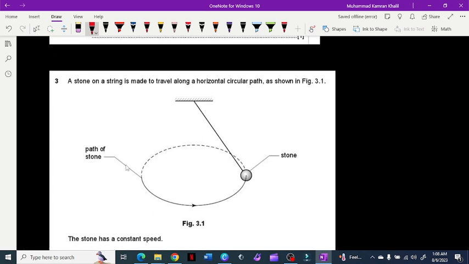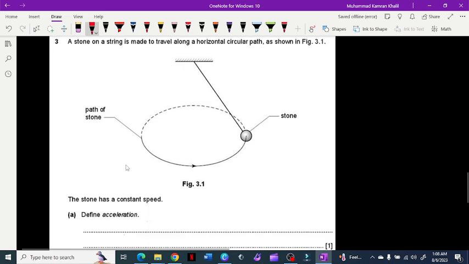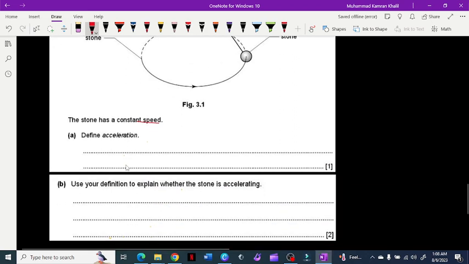Then the next one, again a past paper question: a stone on a string is made to travel along a horizontal circular path. The stone is at constant speed. He is saying speed. He is not saying that it is moving with the constant velocity. So define acceleration. Acceleration is rate of change of velocity or change in velocity per unit time. So the definition we have already done. Use your definition to explain whether the stone is accelerating.